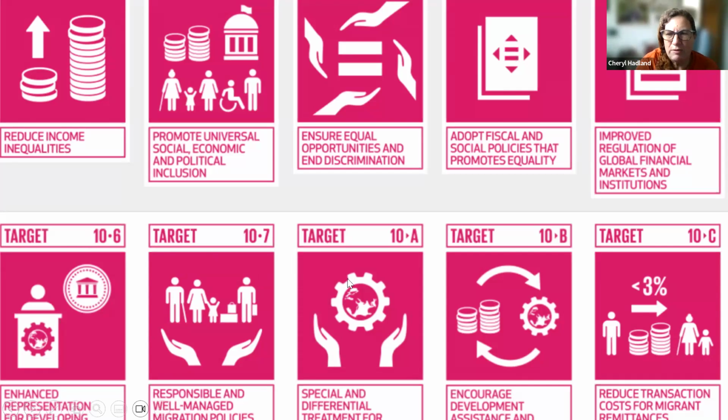Special and differential treatment for, I can't see what it says at the bottom. And encourage development assistance and something, and then reduce transaction costs for migrant remittances, which is quite interesting. So there's a lot on here about immigration, that we could do with looking at our immigration policy. I almost want to get that up on a different screen so I can see what the bottom bit says.